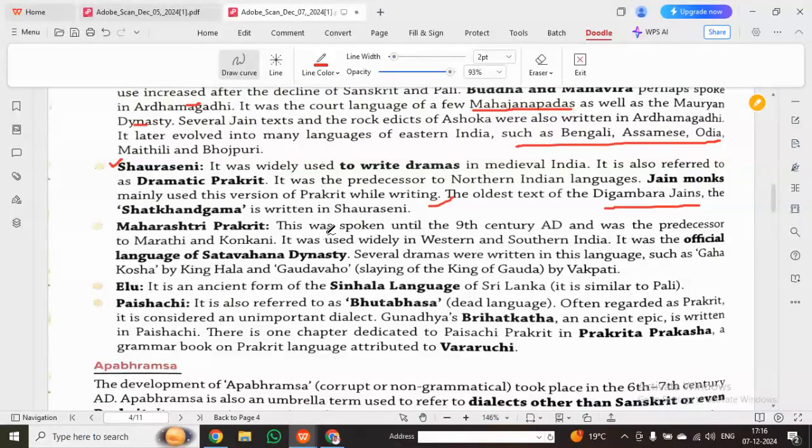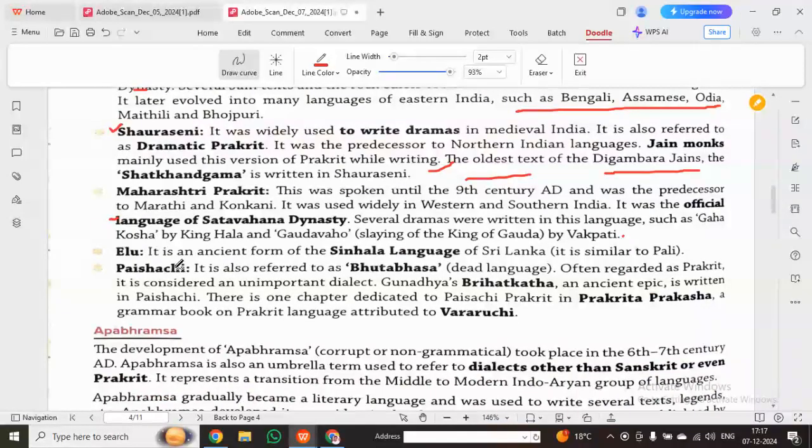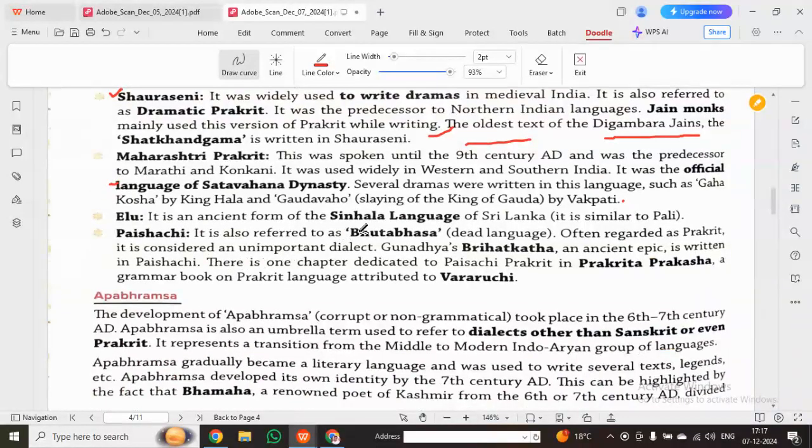Sauraseni. Okay. Maharashtrian Prakrit. This was spoken, so basically until the 9th century it was spoken, the predecessor of the Marathi and Konkani language. Western and Southern India, it was the official language of Satavahana dynasty, very important again. Several dramas were written in the language such as Gahakosha by King Hala and Godavaho, ठीक है, King of Godava by Vakpati. Elu is basically an ancient form of Sinhala language.